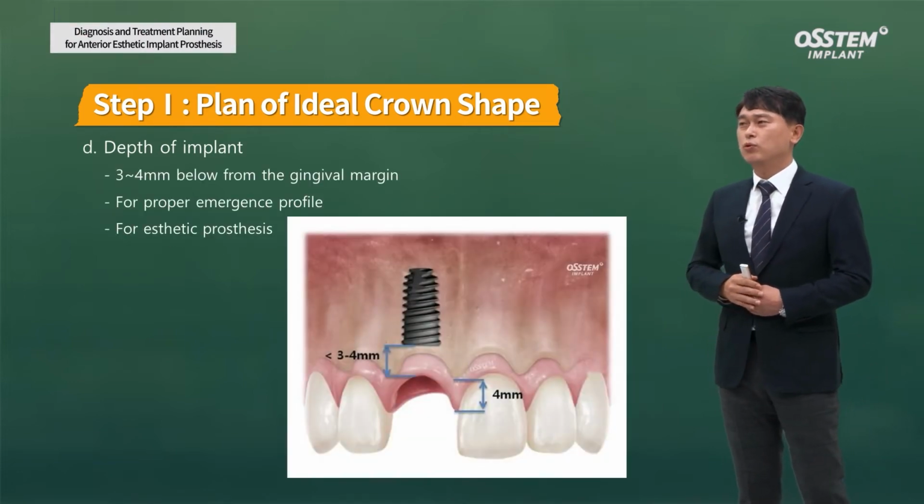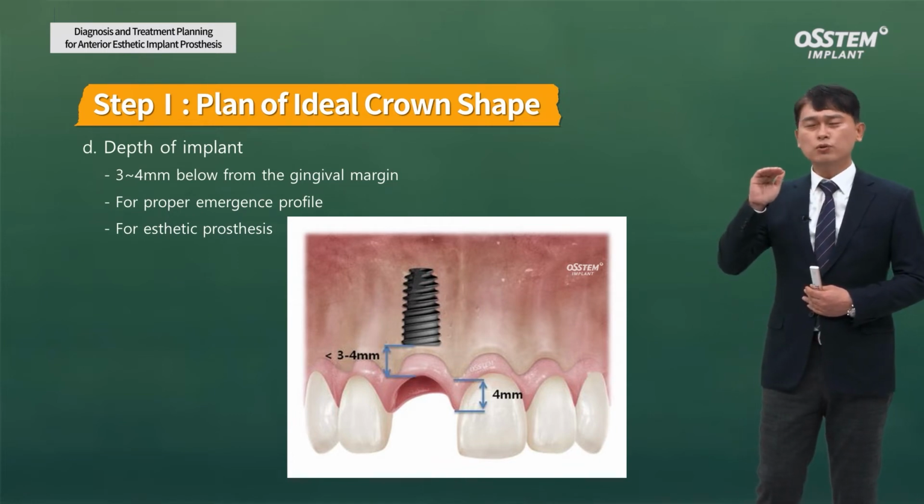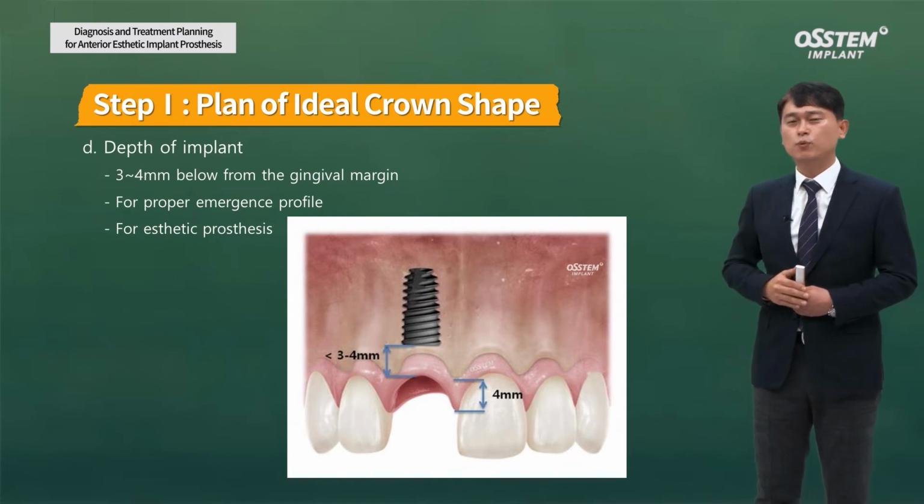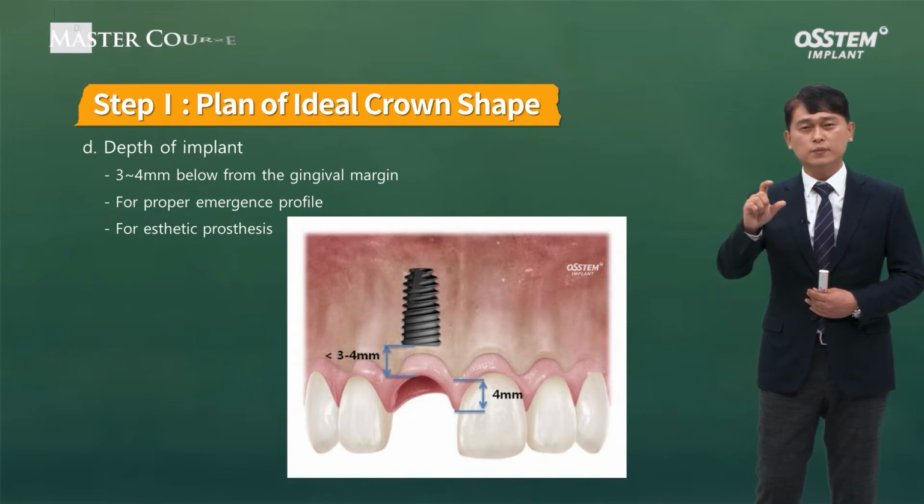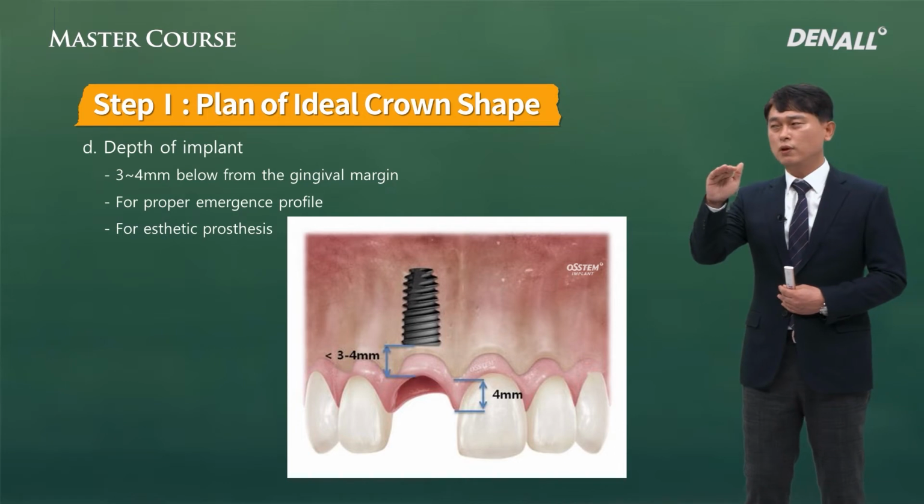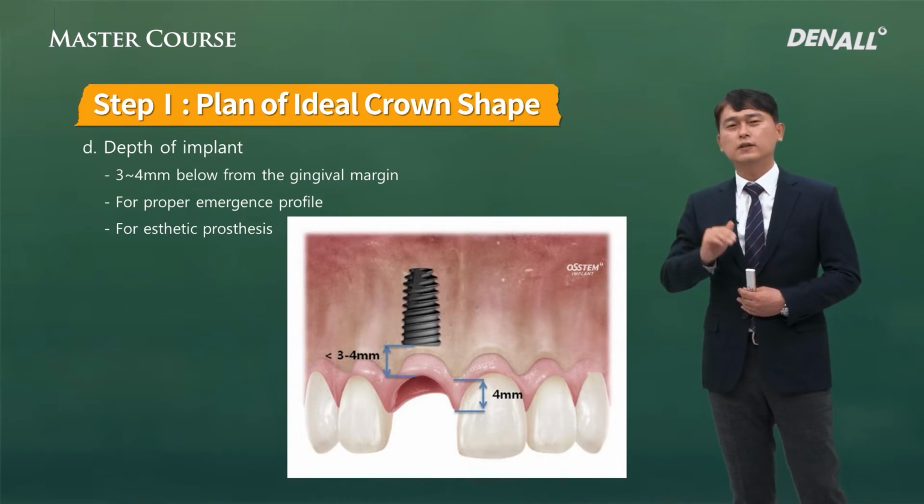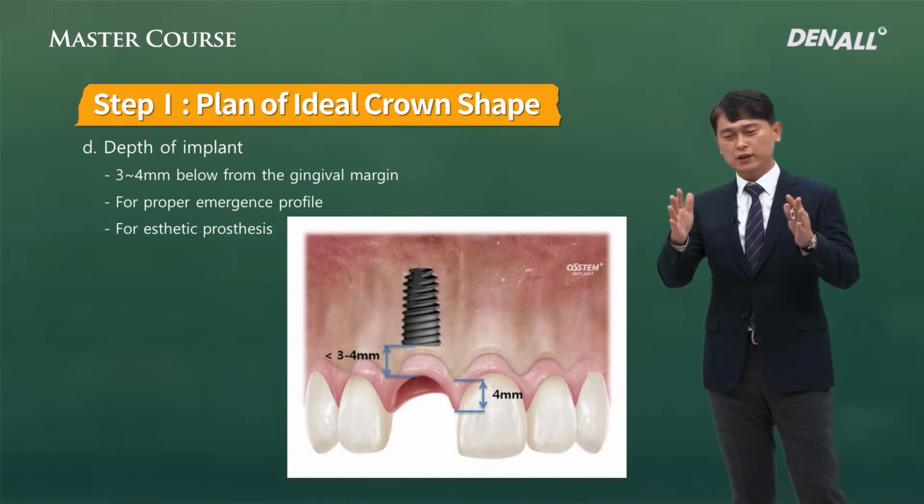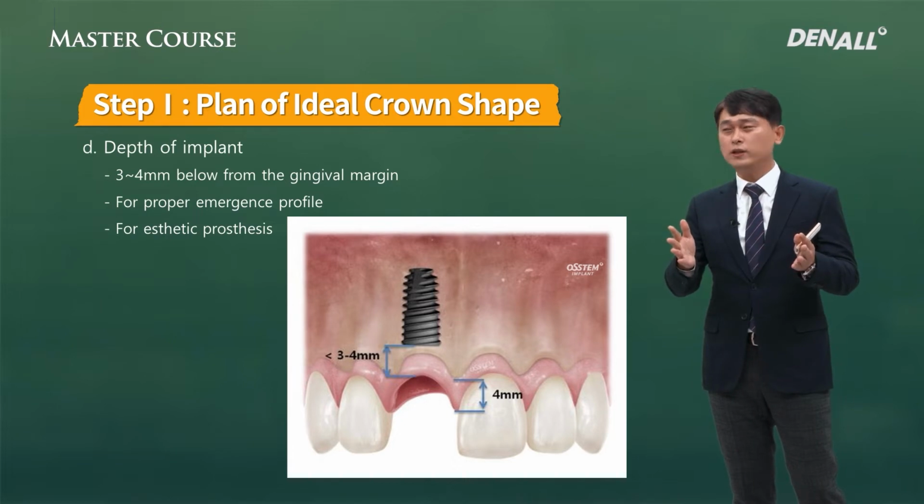In conclusion, how deep should the implant be placed? I've talked about biologic width being 4 millimeter. From the implant top to the gingival margin, that is the space for biologic width. So below 4 millimeters, that's where the implant needs to be placed.